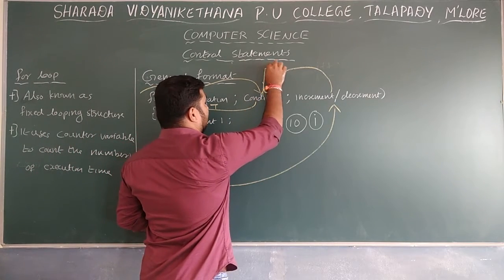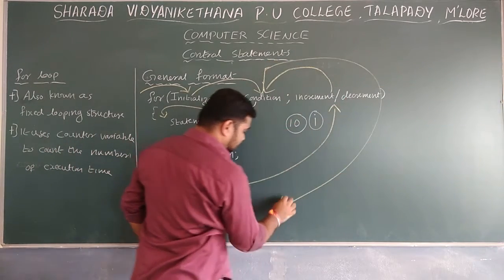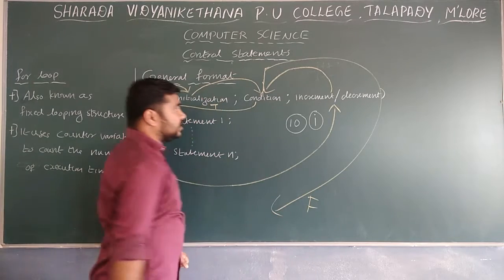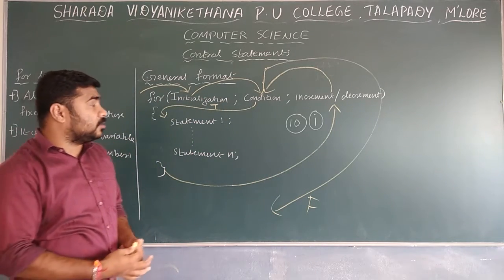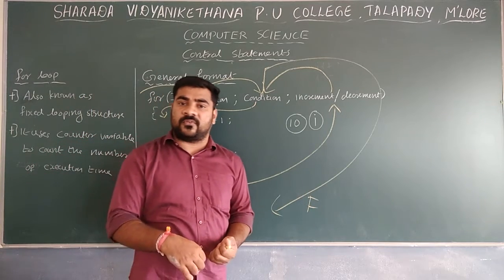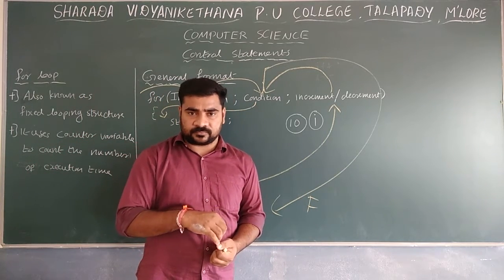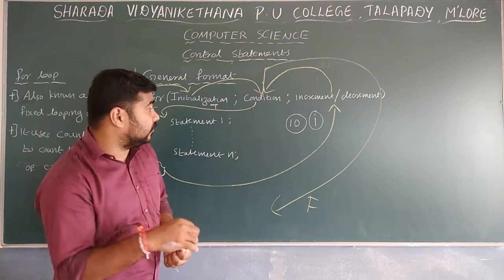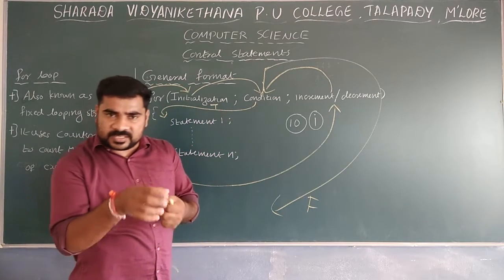Whenever the condition is false, control will move out from the looping structure. So this is the explanation for the for loop. If you want, you can see the same topic once again. I am not going to explain it again.